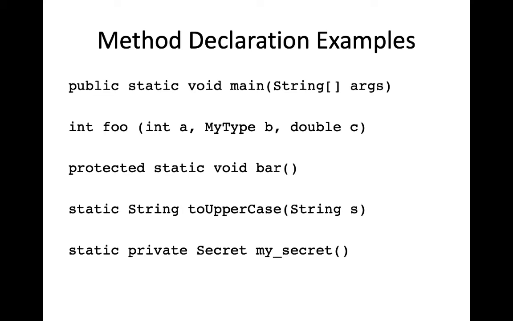Here's a different one, int foo. So no public keyword, no private keyword, no protected keyword. That means that it must be package private. Basically, this method is available in this class and in any class in the same package. No static keyword. That means that this is not a class method. This is an instance method.